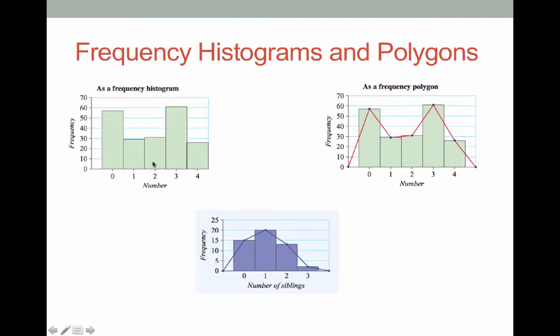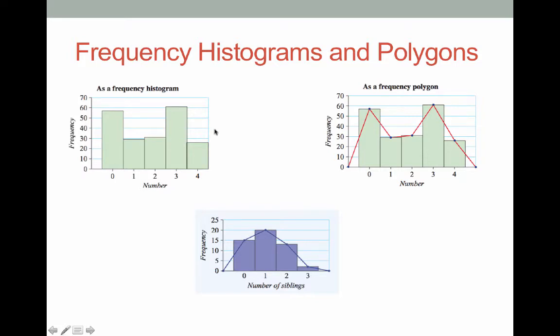On the left here, we have a frequency histogram. It looks a lot like a column graph, except there are no gaps here. And the data that we're collecting is not categorical, it's numerical. So here I'm counting up the number of somethings that I have, and this frequency is how many of them I have.